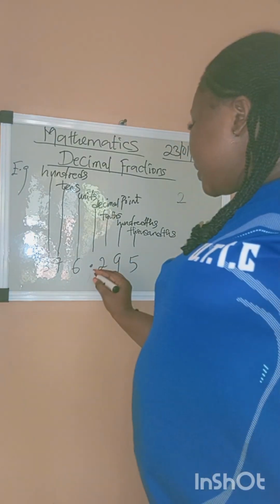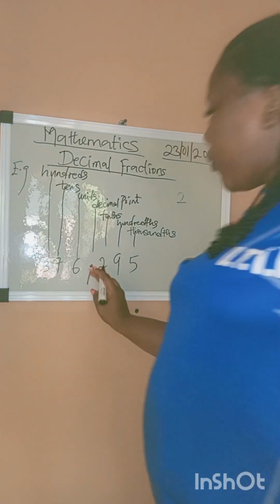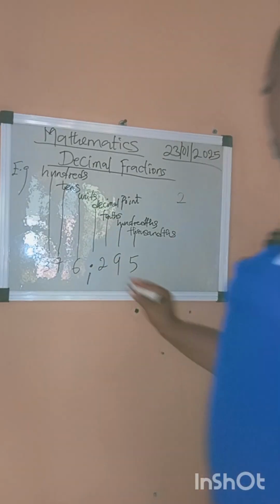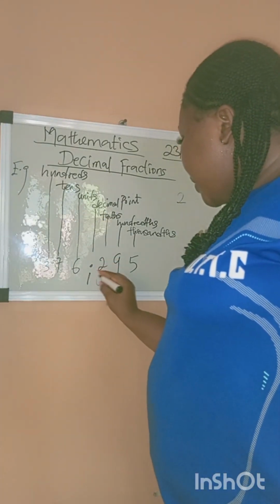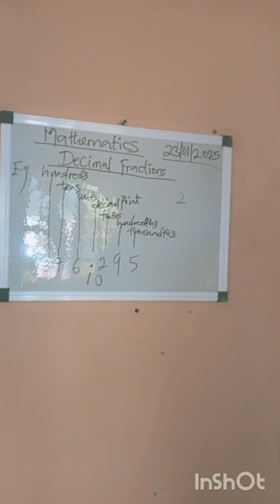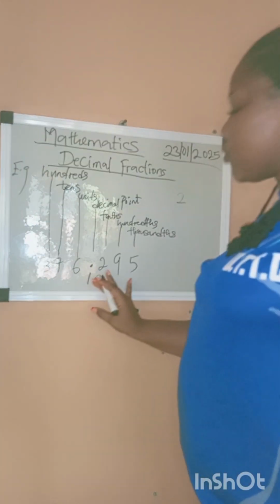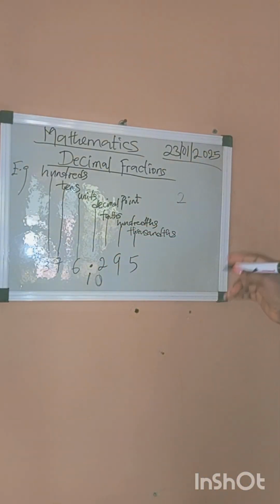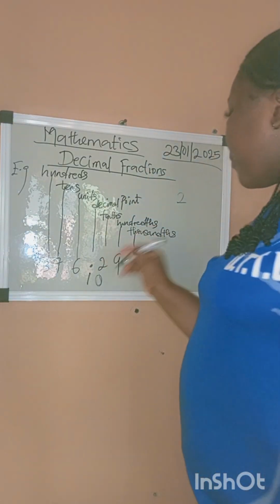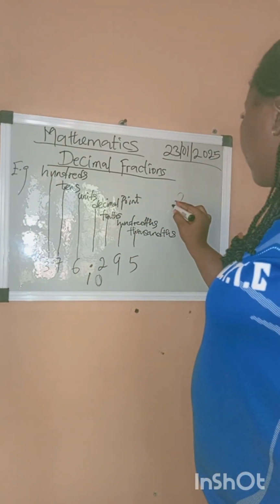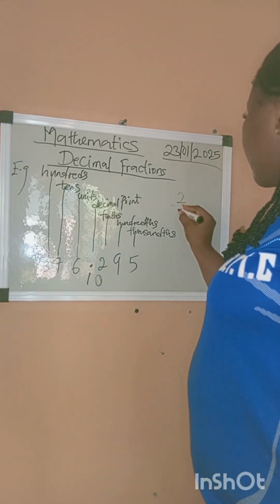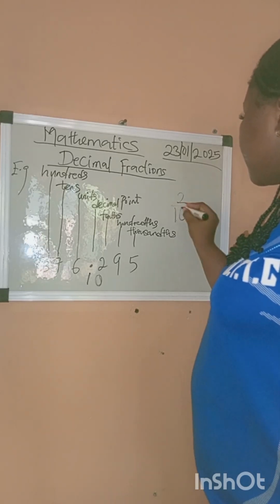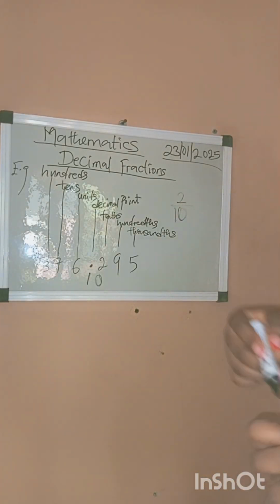So here indicates what? 1. This point indicates 1, while this 2 indicates 0. Do you get me? And for us to know that this 2 is a tenth, to decimal point, it will be 2 all over 10.